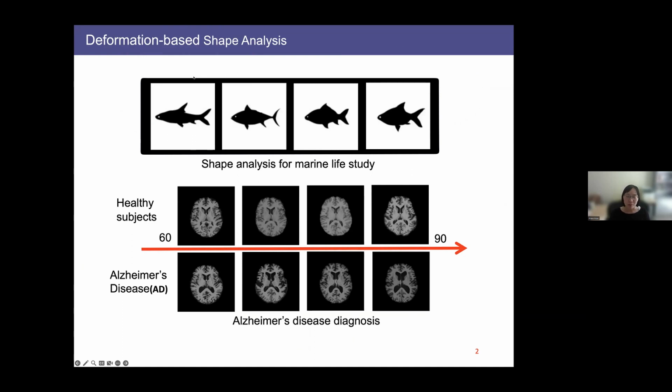For example, Alzheimer's disease. Researchers try to analyze the group difference between the healthy subjects and the disease subjects, and how the brain actually changes along different trends or patterns according to age or disease progression. So deformable shape analysis plays a very important role there.